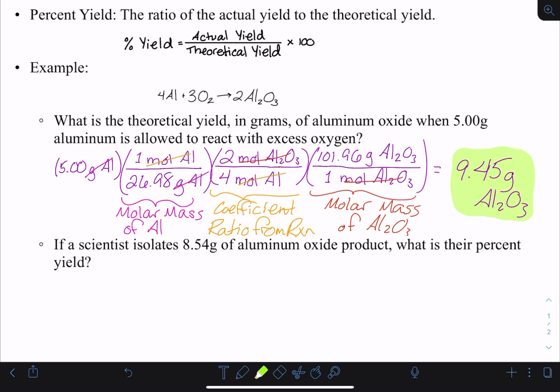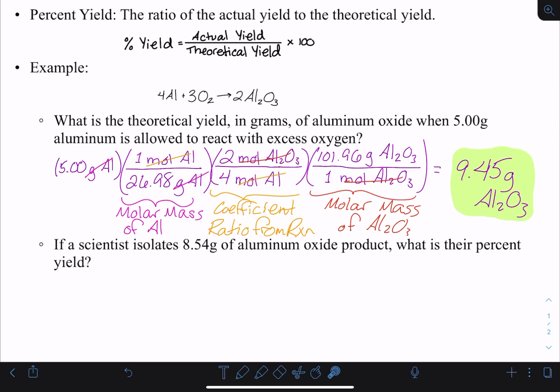In this case, we didn't need to determine the limiting reactant because we're essentially told it. We are told that the aluminum is reacting with excess oxygen. So if the oxygen is present in excess, then this 5 grams of aluminum is our limiting reactant, and we can go straight into that calculation without needing to determine which reactant is limiting mathematically like we were doing in our last lesson.